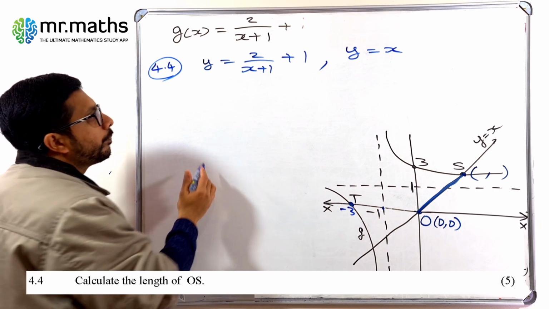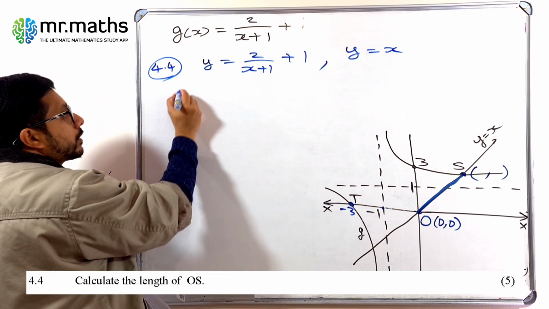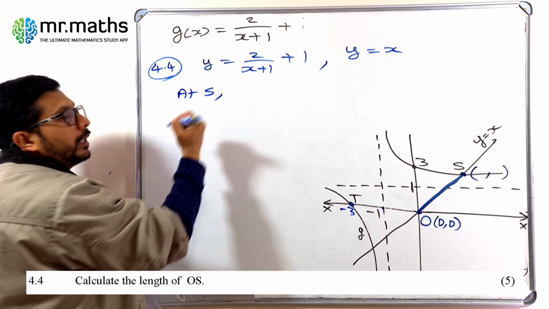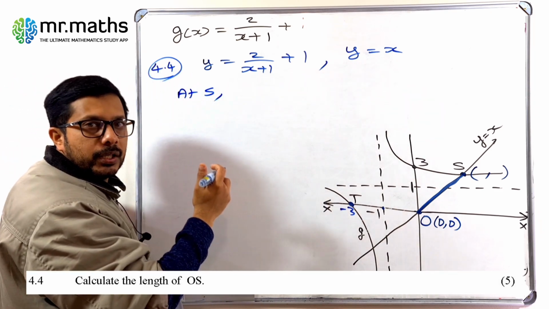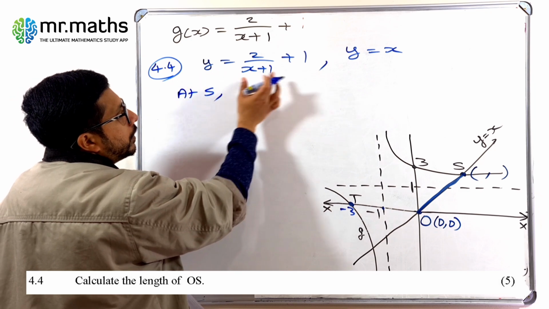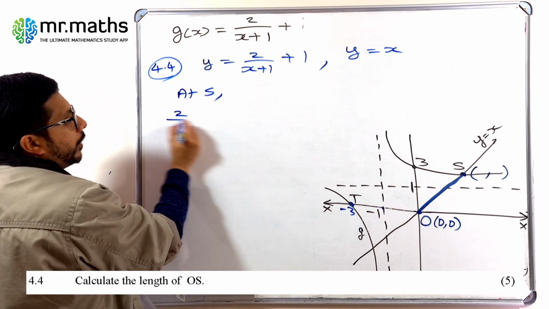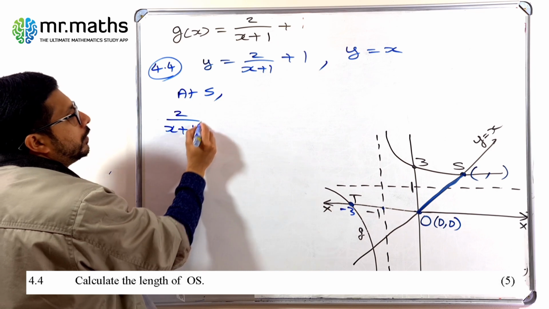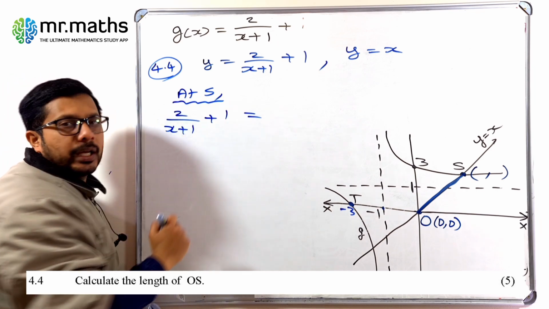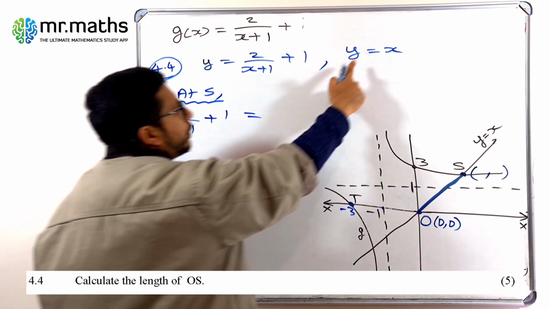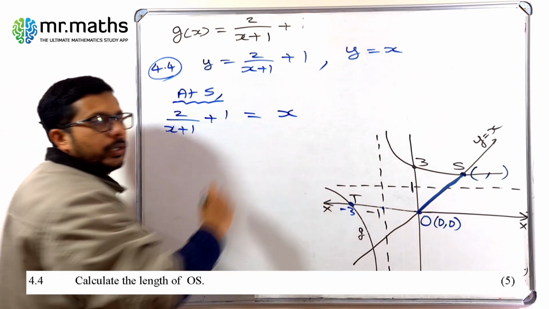Okay, so y is equal to both the graphs at S, at the point S, we can say that these two graphs are equal. Okay, so now look at this one. Y is equal to this one. So let me write this one. 2 divided by x plus 1, plus 1, is equal to, at the point, which point? At S. Okay, then here y is equal to x. So we can write this one is equal to x.